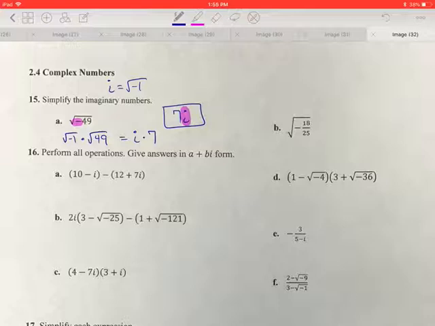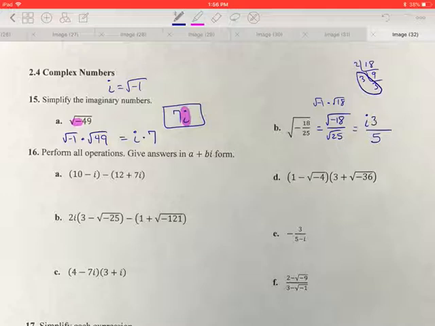Part B isn't quite as pretty. I'm going to go ahead and put the negative with the numerator, so square root of -18 over square root of 25. So square root of 25 is pretty nice, that's just 5. So if we think about this as the square root of -1 times the square root of 18, square root of -1 is i. 18, remember, is 2 times 9, and 9 is 3 times 3. So we can take a 3 out.